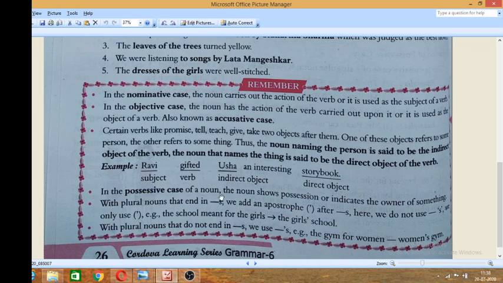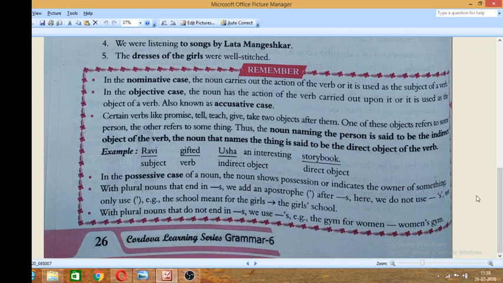In the possessive case of a noun, the noun shows possession or indicates the owner of something. With plural nouns that end in s, we do not add apostrophe s, we use only an apostrophe. For example, a school for girls, the girls' school. Another s would be used, but we do not use it. When plural nouns do not end in s, we add apostrophe s. Suppose a gym for women, the women's gym. So these are the main things about this chapter. So we have already completed noun case.